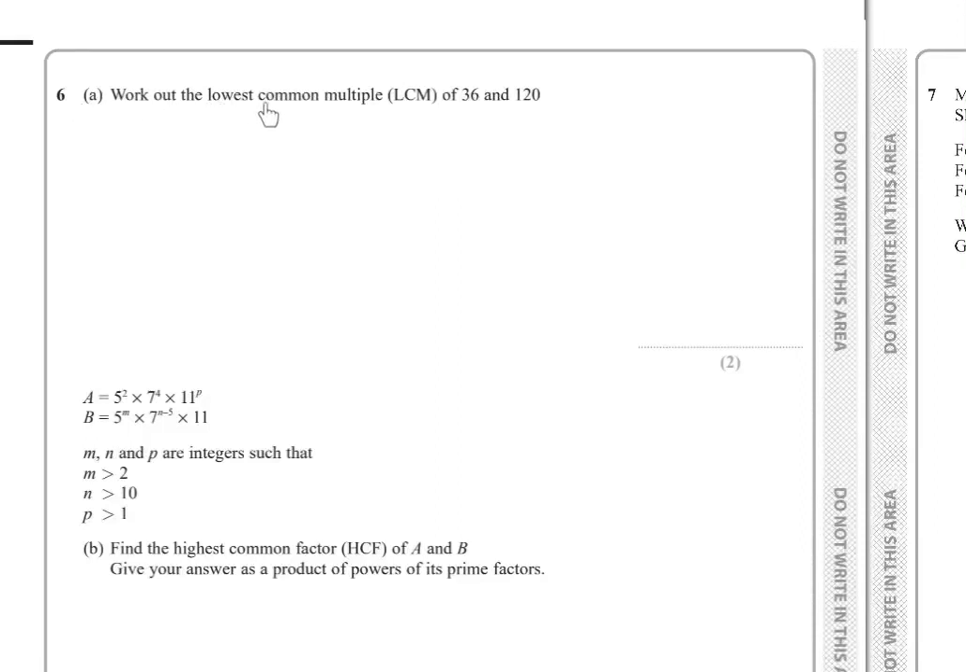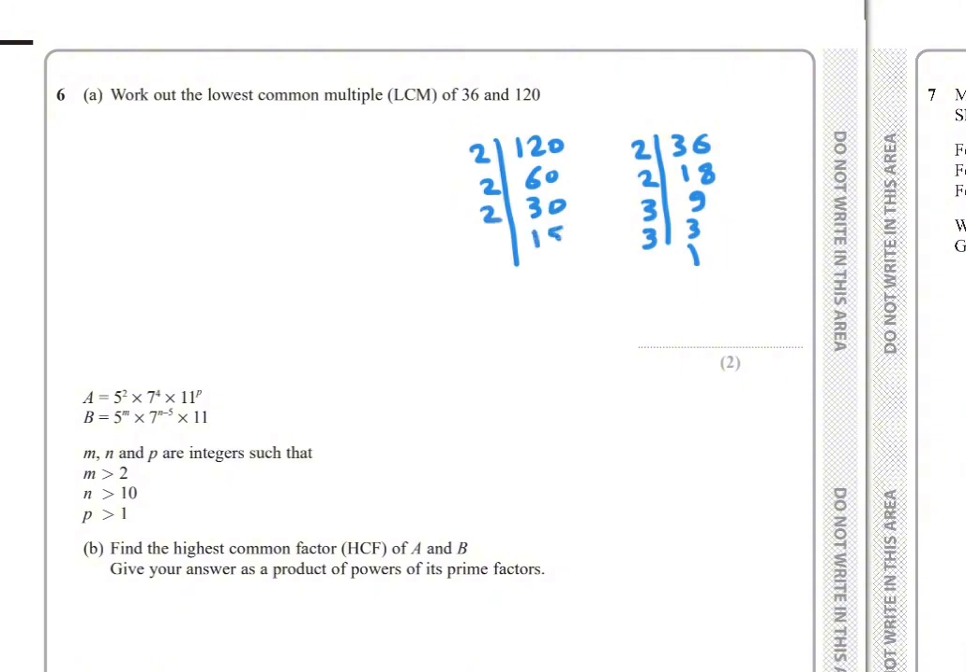6A, work out the lowest common multiple, LCM, of 36 and 120. So factorize 36 and 120. 36 divided by 2 equals 18, divide by 2 equals 9, divide by 3 equals 3, divide by 3 equals 1. 120 divided by 2, 60 divided by 2, 30 divided by 2, 15 divided by 3, 5 divided by 5, 1. So 36 equals 2^2 times 3^2, and 120 equals 2^3 times 3 times 5.